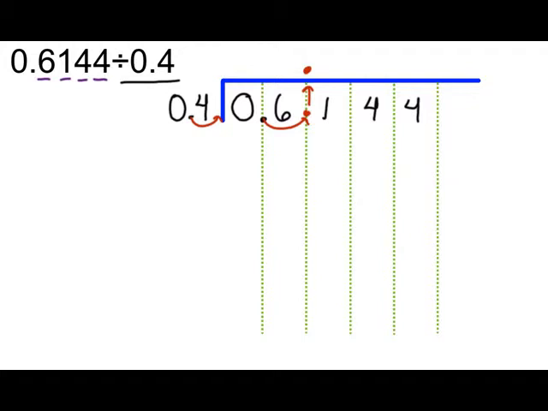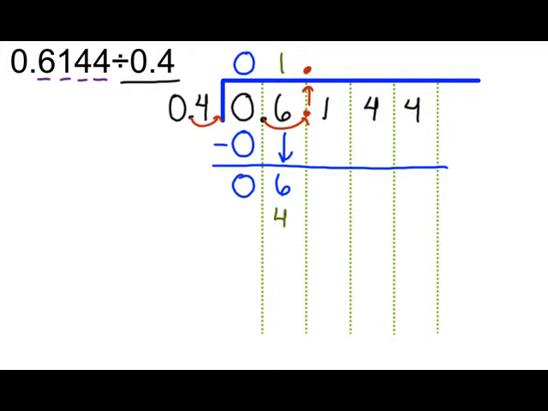I repeat my math problem just like I did on the last problem. I ask myself, with my first digit, does 4 go into 0? It does not. If you want, you can put a 0 up top. 0 times 4 is 0. I draw my line. I subtract. I get 0, and I bring down my next digit, which is 6. I'm going to repeat the process with the 6. How many times does 4 go into 6? The answer is 1. So 1 times 4 is 4. I draw my line. I do my subtraction. 6 minus 4 is 2. I bring down my next digit, which is a 1.